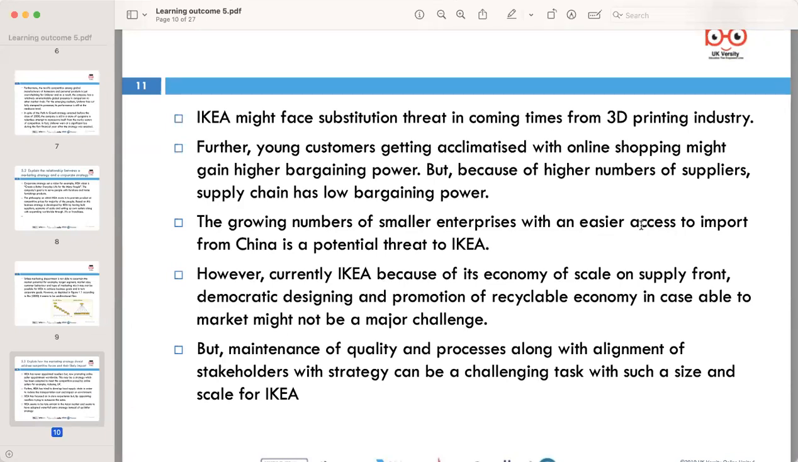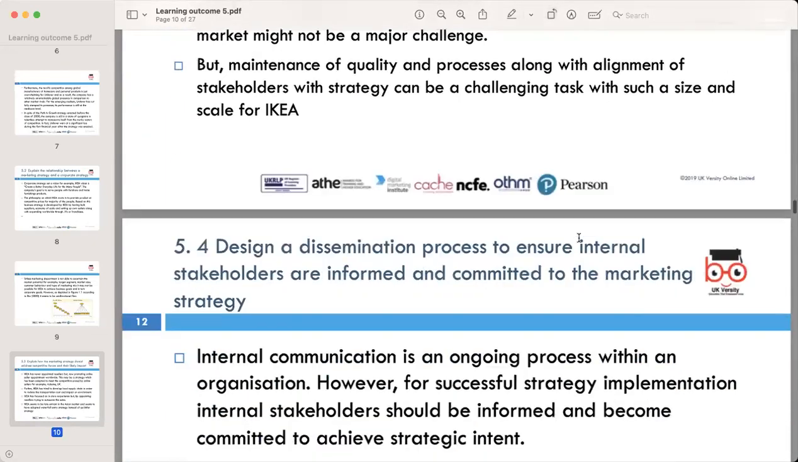Currently, IKEA's economy of scale in the supply chain, its commitment to democratic design, and promotion of recyclable products position it well in the market. Nonetheless, maintaining product quality, efficient processes, and alignment of stakeholders with IKEA's strategy can be an enduring task given the company's size and scale. Any questions or any comments?